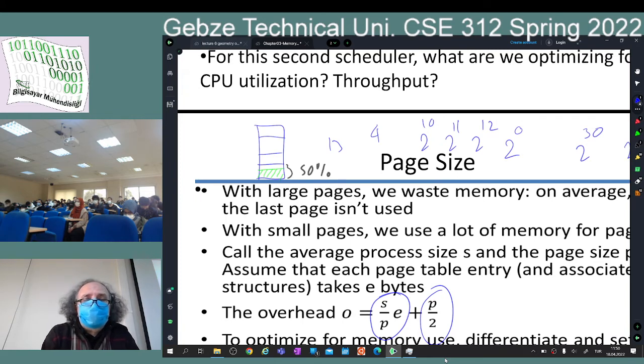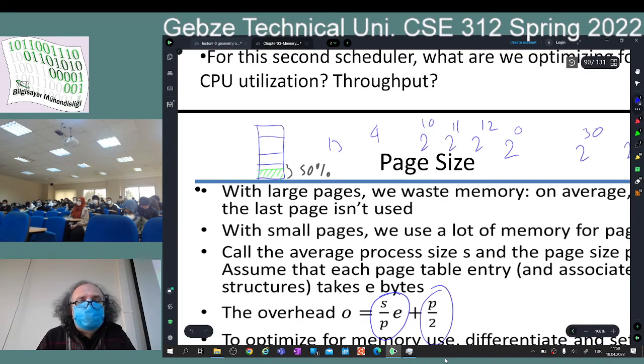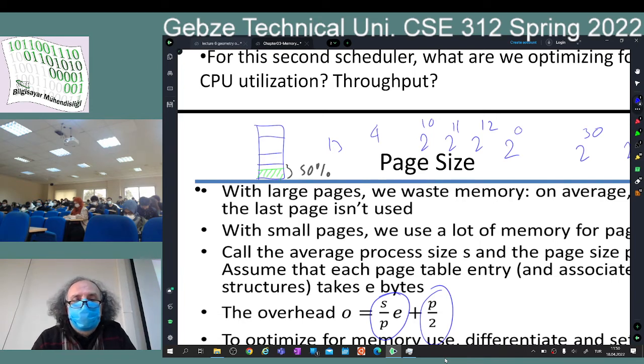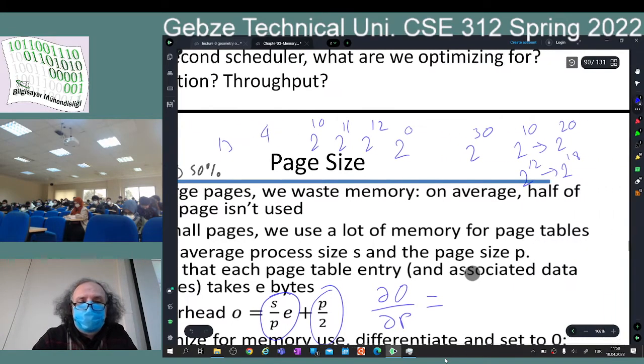So I am going to make that decision. I need to optimize this value. To optimize a value analytically, what we do is take the derivative with respect to P, make it equal to 0, and solve for P. So I do this derivative of O with respect to P. Tell me what to do.